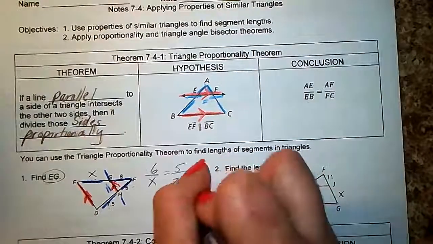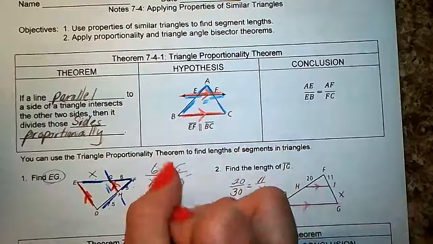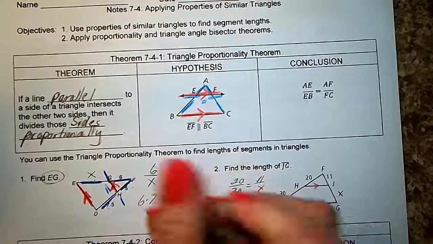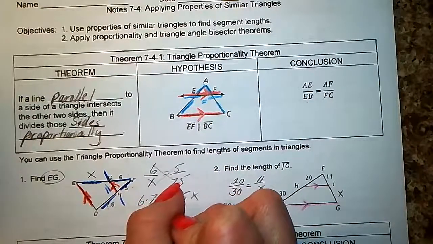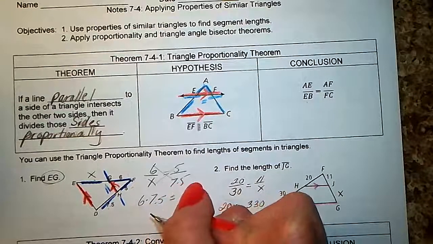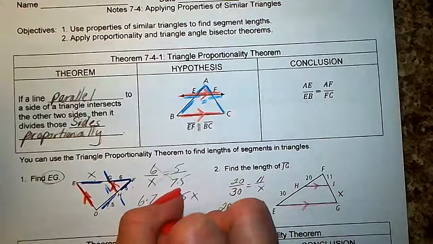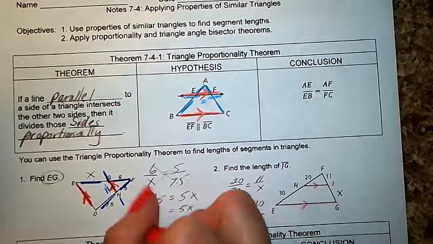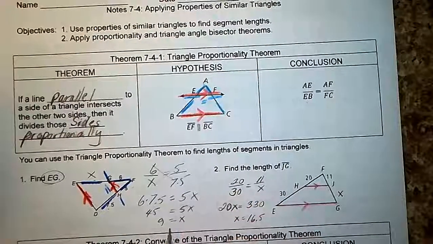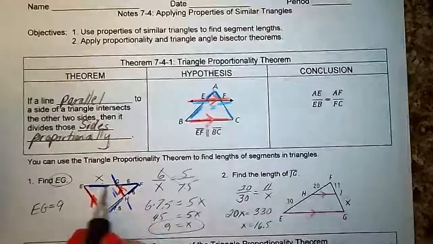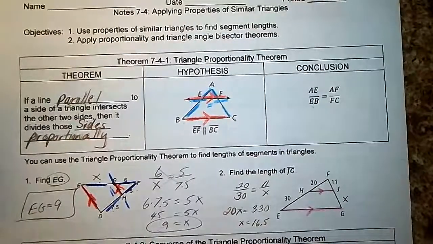Okay, once you set it up, you cross multiply. So we get 6 times 7.5 equal to 5 times X. So 6 times 7.5 is 45, equal to 5x. Divide by 5, x works out to be 9. So we have x equaling 9 there, and that EG value then is equal to 9 because that is our x. All right, let's look at the next one on the other side.